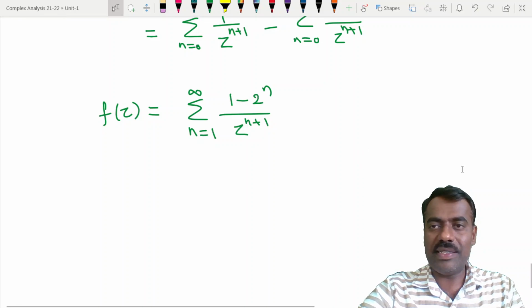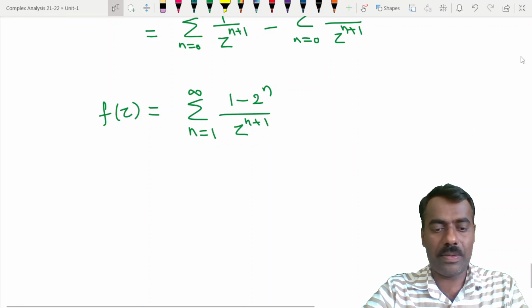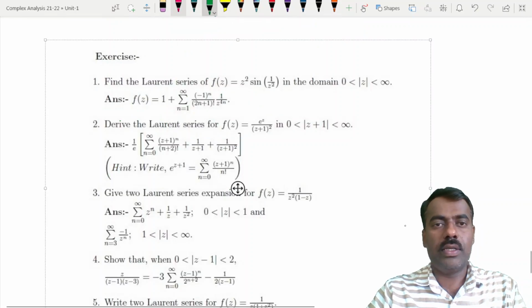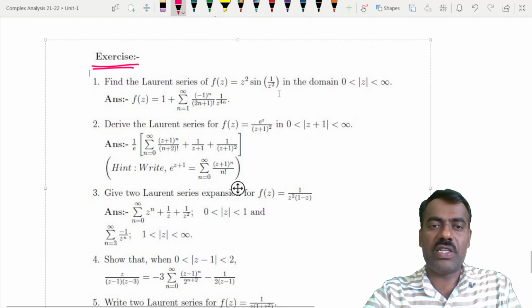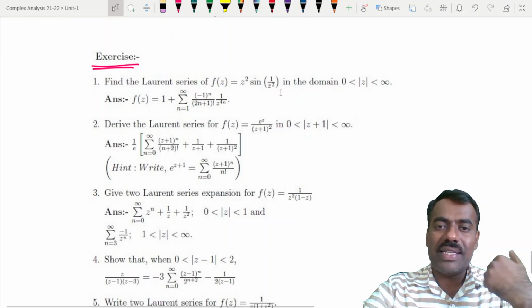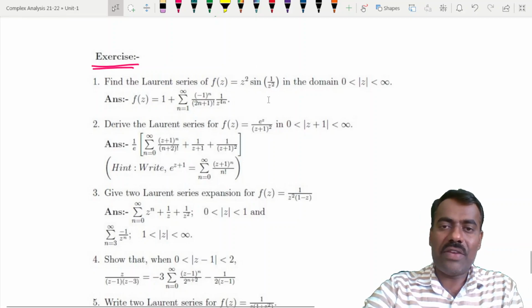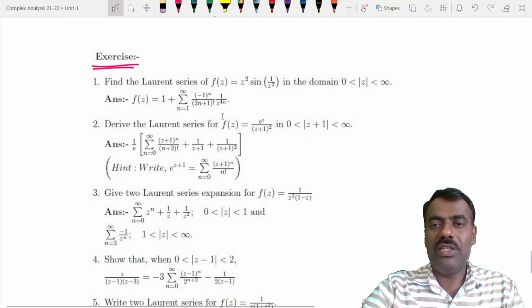Let me share some exercise problems for your practice. If you have any difficulty, please ask me. Okay, so these are some of the exercise problems. Find the Laurent series of the function f of z equal to z square sine 1 by z square. We already know sine z. So for that sine z, wherever z is there, you substitute 1 by z square, then multiply by z square and simplify, you will get this one.